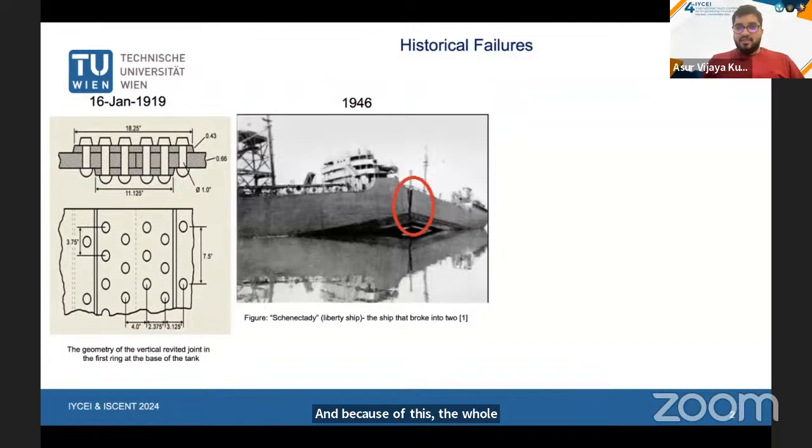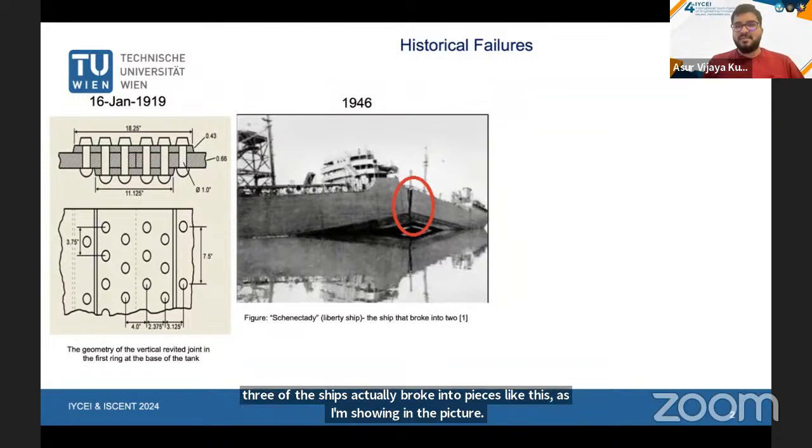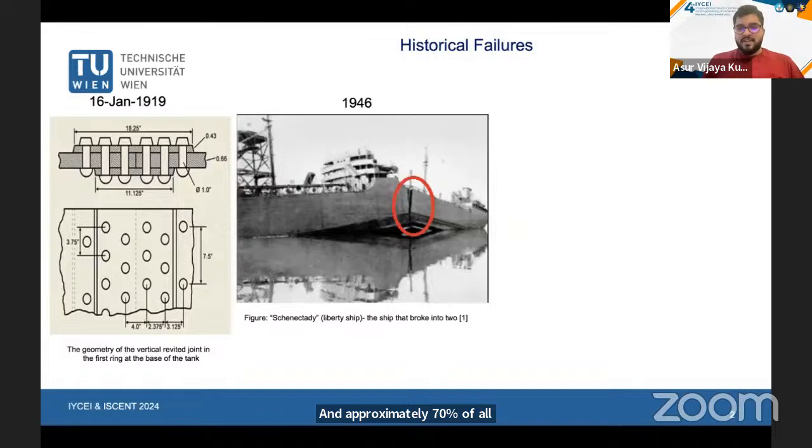And I don't know if you know this. This was basically the ship called the Liberty ship. There were 1,500 ships that were built in 1946 for World War II, and three of the ships actually broke into pieces like this, as I'm showing in the picture. And approximately 70% of all the ships that were built were kind of broken. So you can imagine how catastrophic this would be, right?